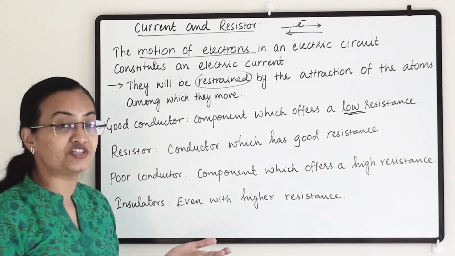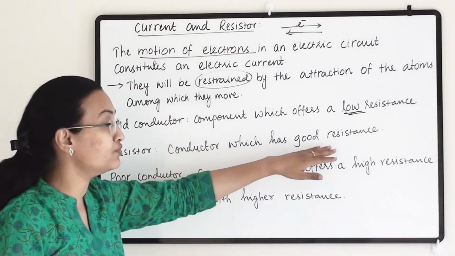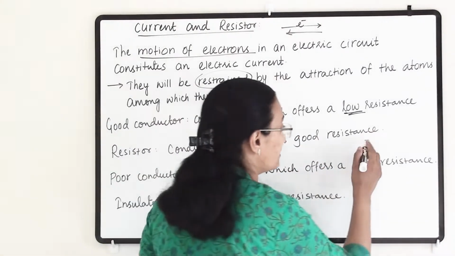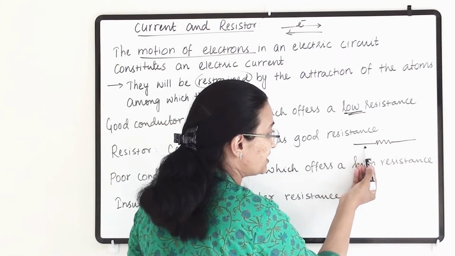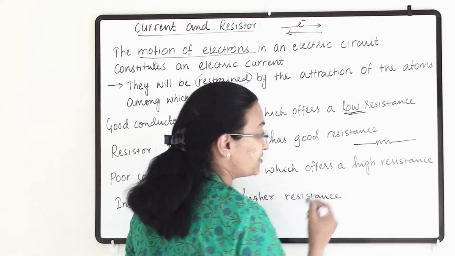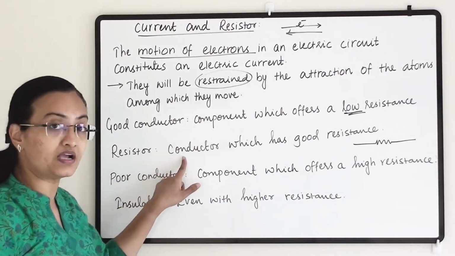So from which material are we making resistors? The conductor which has a good resistance. It has to be a conductor, then only the current will pass through it. Because we require current over here also and we require current over here also. So it has to allow current to pass through it. So it has to be a conductor.